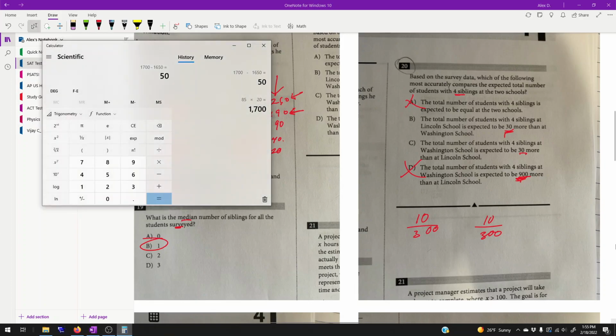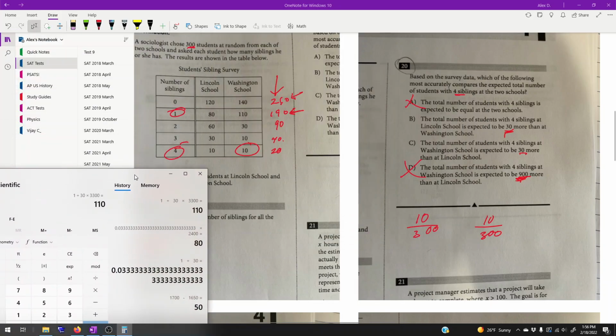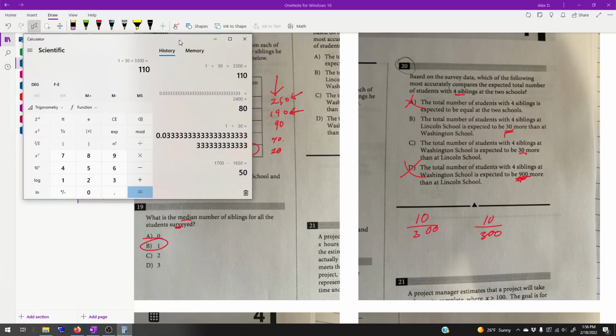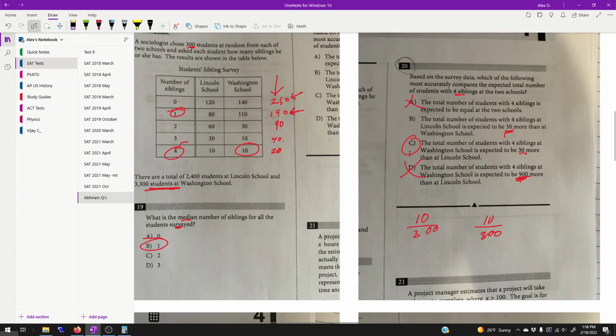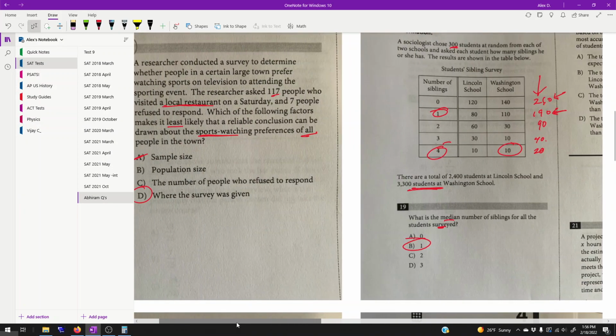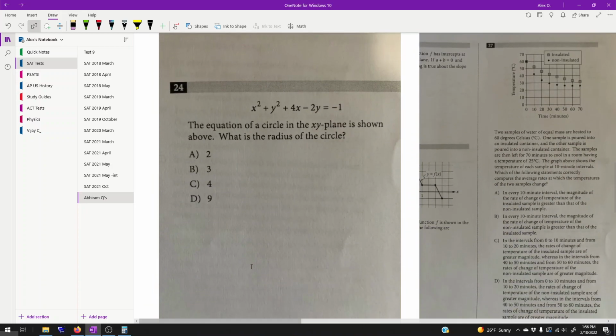Assuming this is the calculator part, 1/30th times 2,400 is 80. 1/30th times 3,300 is 110. So indeed, the Washington School has 30 more than Lincoln. So C. We didn't have to calculate it. We could just intuitively know that you take the same percent of a larger number and it's going to result with a larger population.